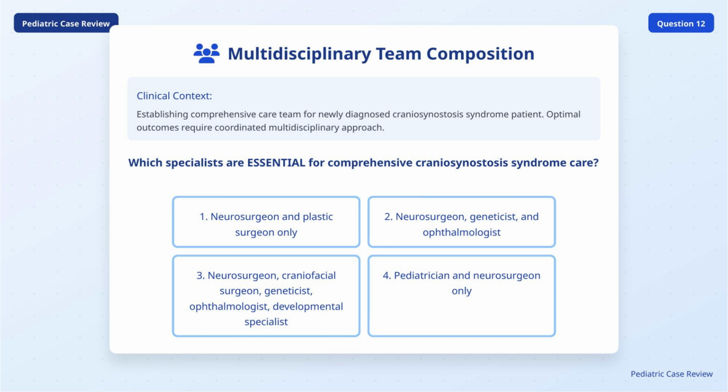Which specialists are essential for comprehensive craniosynostosis syndrome care when establishing a care team for a newly diagnosed patient? Option 1, neurosurgeon and plastic surgeon only. Option 2, neurosurgeon, geneticist, and ophthalmologist. Option 3, neurosurgeon, craniofacial surgeon, geneticist, ophthalmologist, and developmental specialist. Option 4, pediatrician and neurosurgeon only.